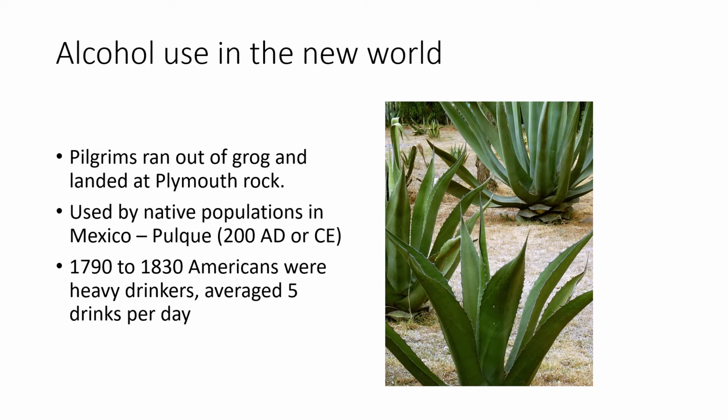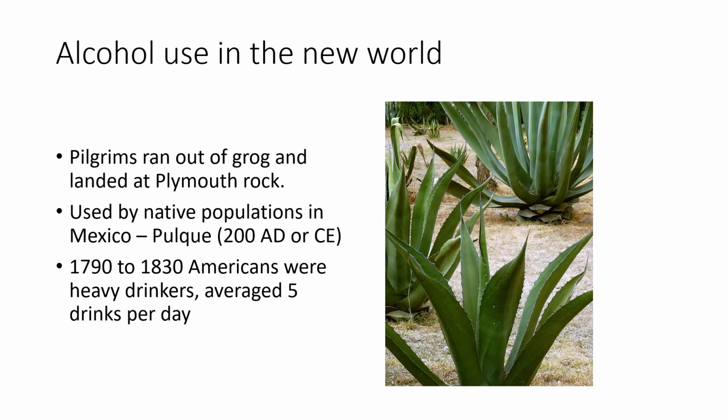Alcohol was also in use by native populations in Mexico, who used the fruit of one of the cactus plants to produce pulque, and we estimate that that began to be used about 200 AD, or 200 current era.